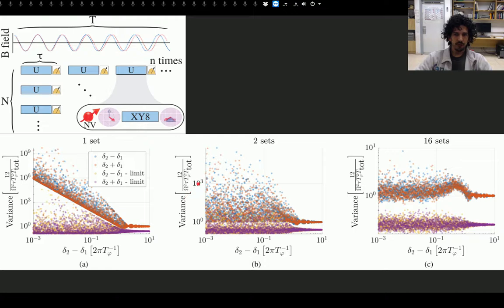And if we take more and more measurement sets, then we can see that this divergence goes away, meaning that we can separate these frequencies beyond the Rayleigh limit. The number of sets here corresponds to this number, so two sets will be this, and more sets as we continue measuring.